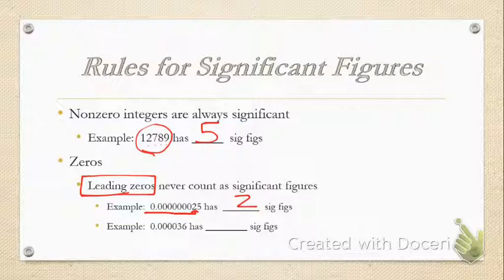Same thing here. Don't start counting until you hit the 3. This one also has 2, because 3, 6, both those count. 2, 5, both those count. So leading zeros, they lead the pack. They start out a number, they don't count. You don't start counting until you hit a number that is not a 0. So that's your first rule as far as zeros go.